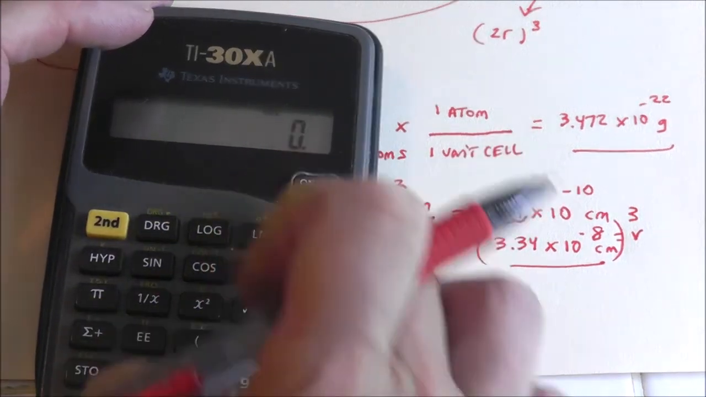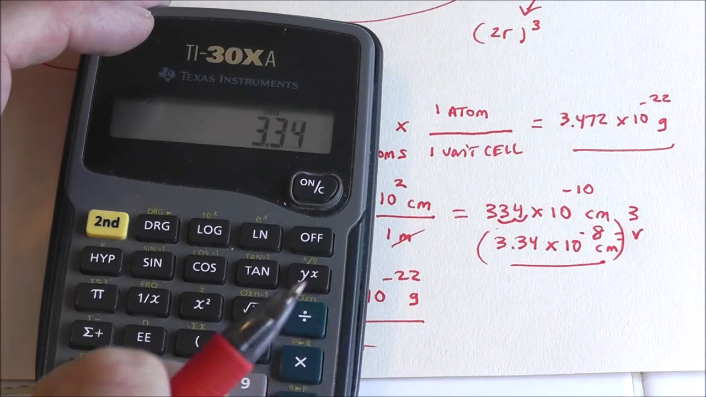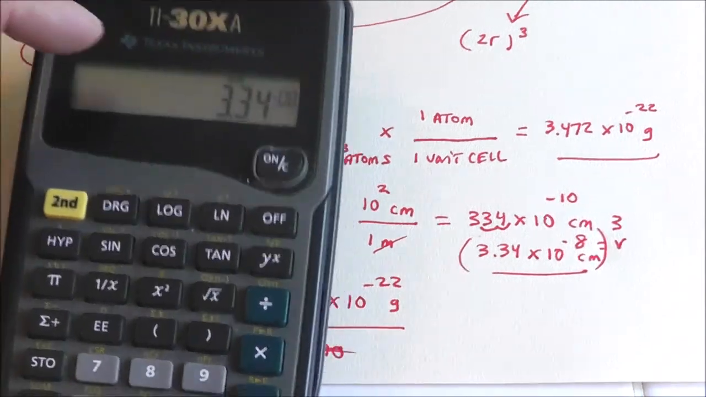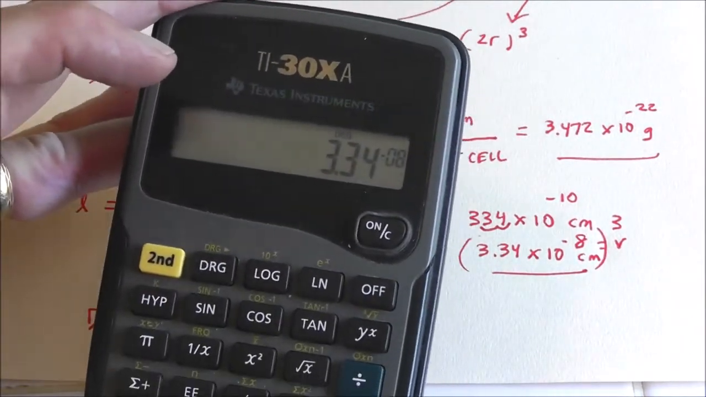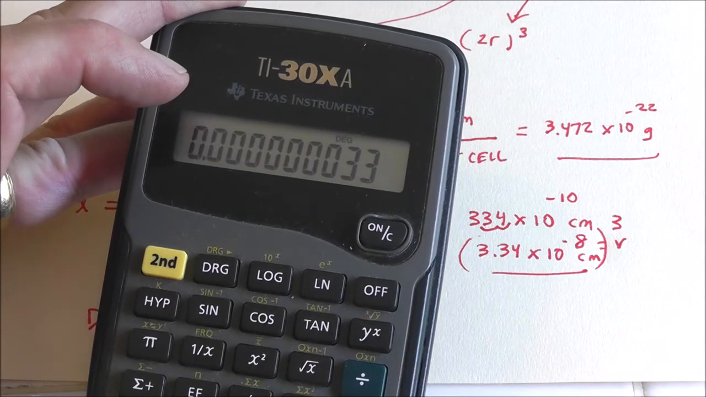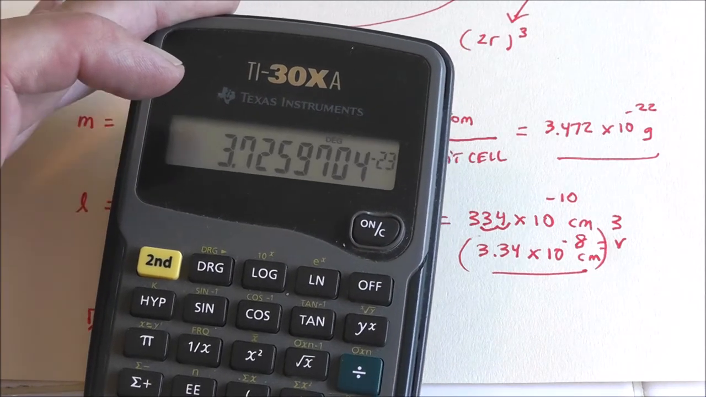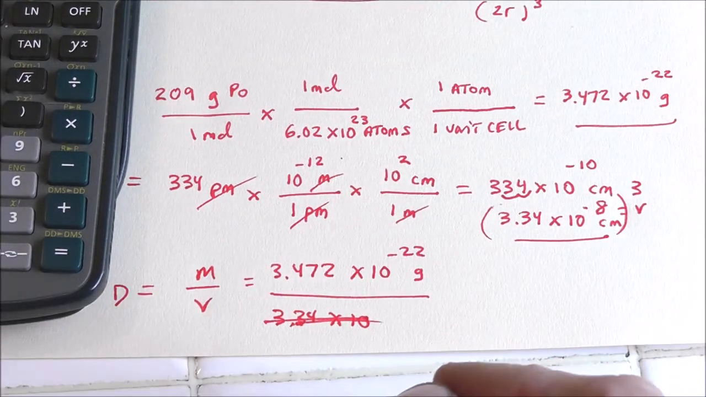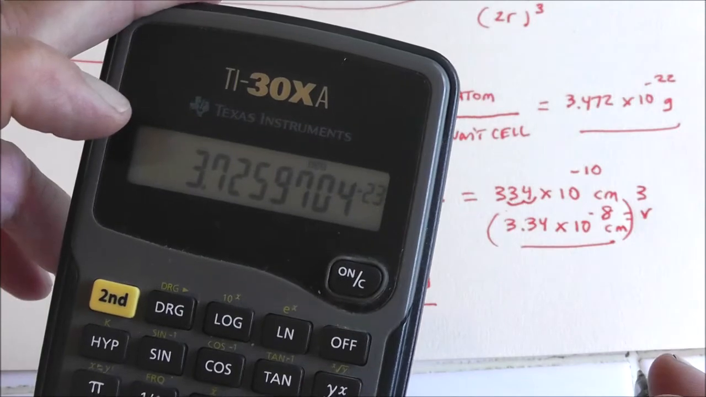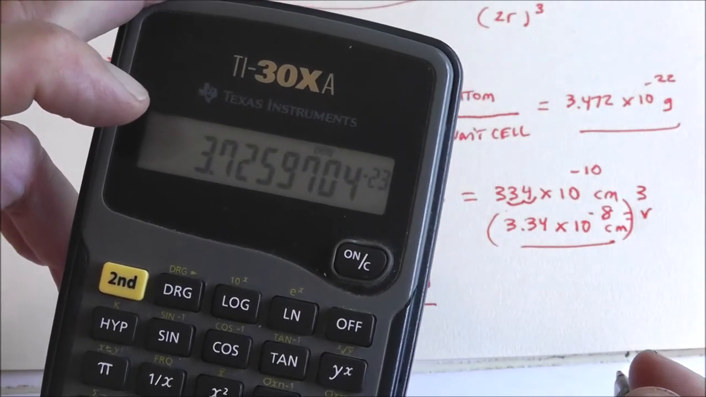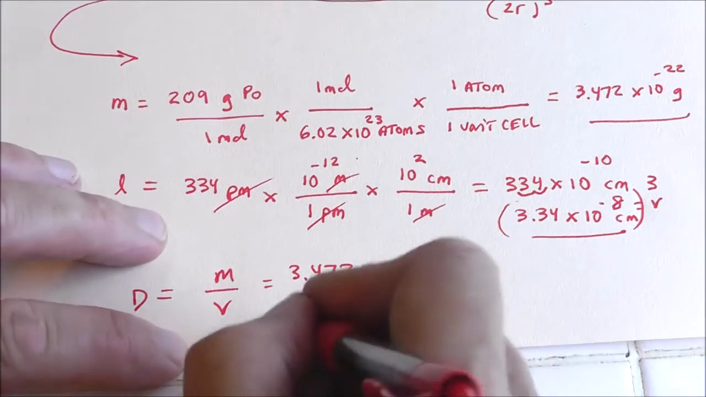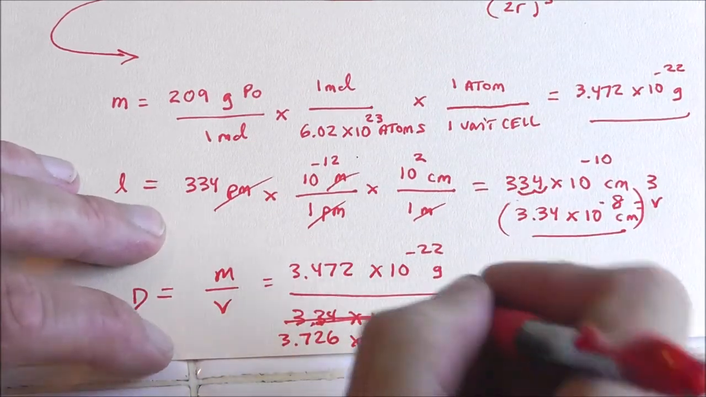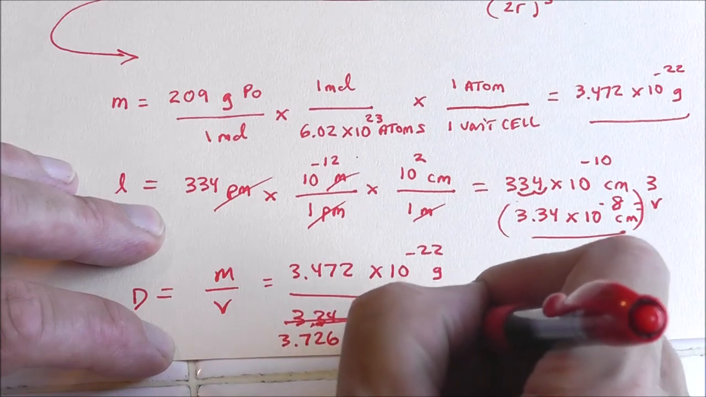Now this is where you got to use your calculator. 3.34 times 10 to the minus 8. I got a y to the x button, so I can just say y to the x, 3, y to the x, and then now that would be 3.72. Let's call that 3.726 times 10 to the minus 23 centimeters cubed.